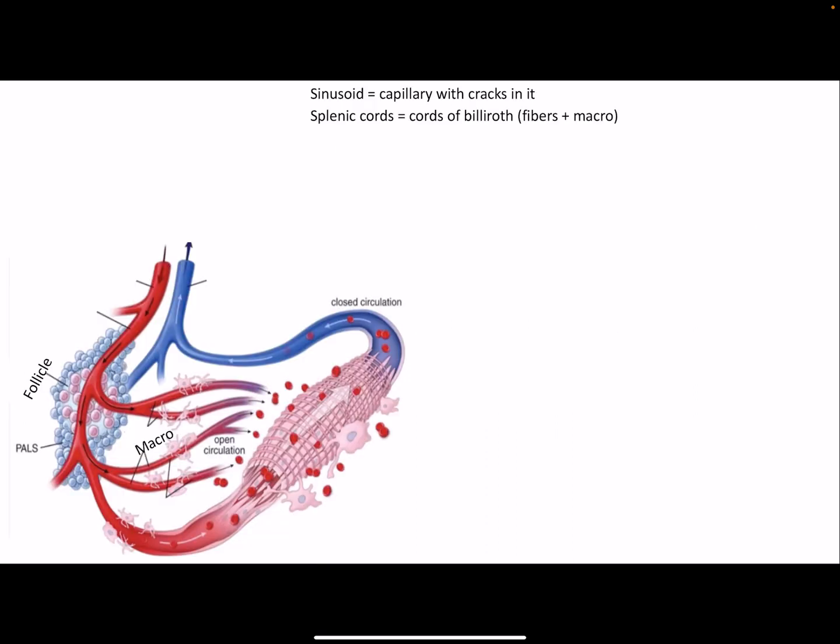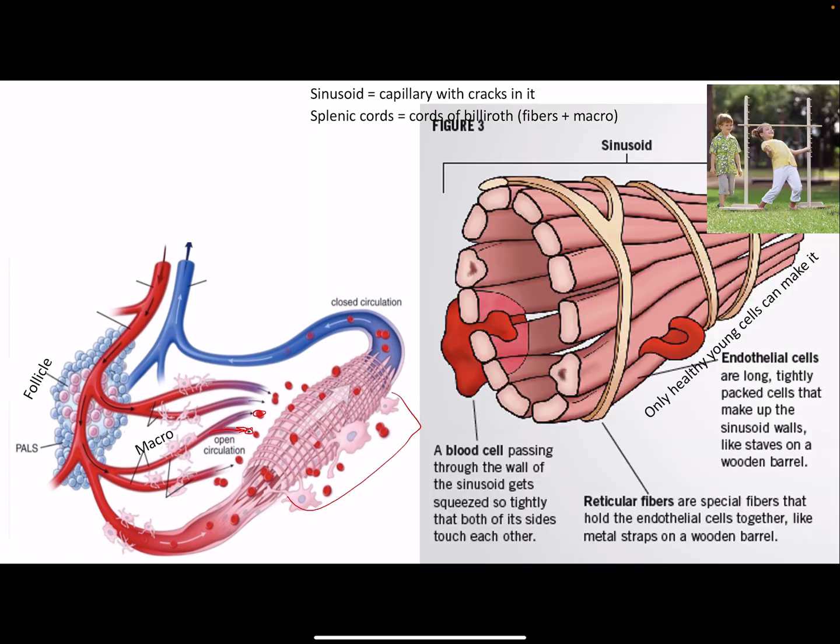All right, so just going a little bit more into the spleen. In the red pulp of the spleen, these red blood cells will eventually empty, this blood vessel just ends, and they go into this open circulation, and they go to this sinusoid area. We might also call this the splenic cords, or the cords of Billroth. But effectively, the red blood cells then have to squeeze into these new capillary beds called sinusoids.